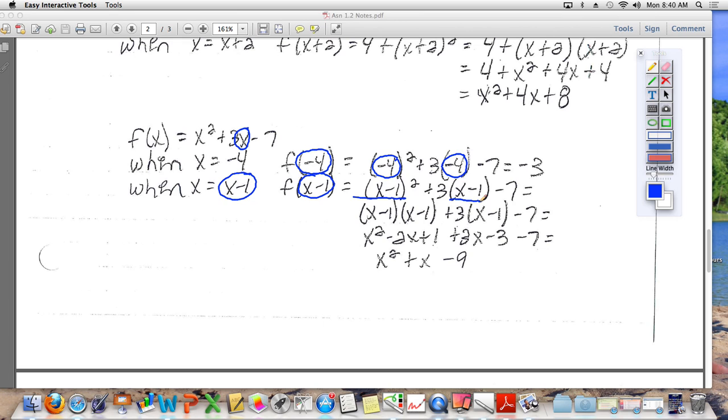Does anybody need me to walk them through this part right here, x minus 1 times x minus 1? So I kind of just jumped to the answer. X squared minus 2x plus 1 is what you get once it's all multiplied through. But if you want me to walk you through exactly how I came up with that, I would be happy to do that. Anybody need me to do that? X squared minus 2x plus 1.